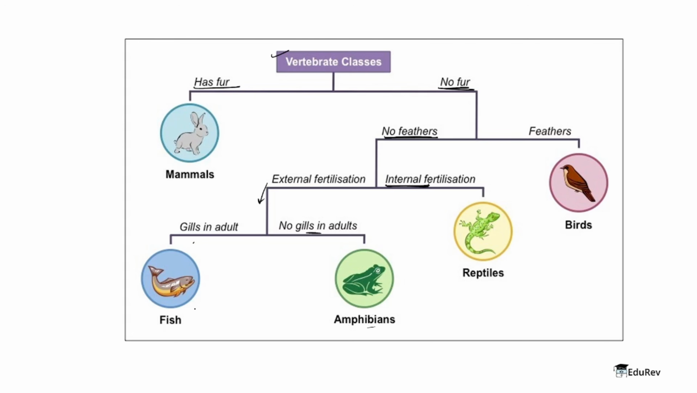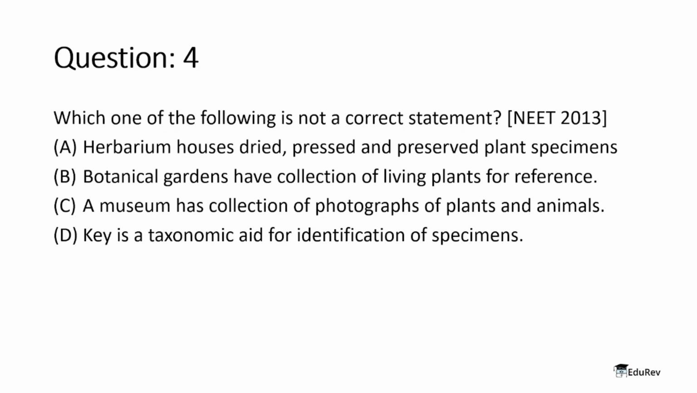Now let's talk about question number 4. Which one of the following is not a correct statement? The first statement is herbarium houses dried, pressed and preserved plant specimens. If you know about herbarium, we know that this is correct. Next is botanical gardens have collection of living plants for reference. That's true too. A botanical garden does have living plants for reference and has a whole collection of it because it conserves the living plants.